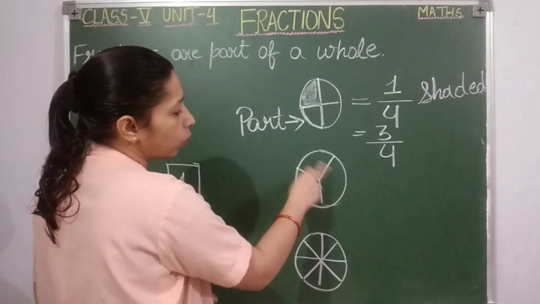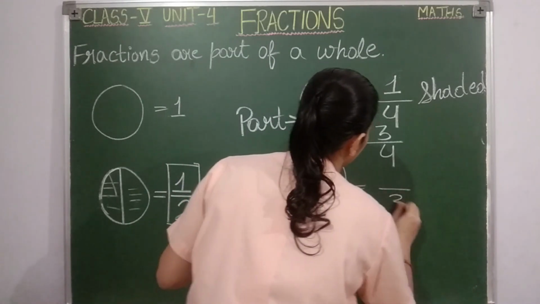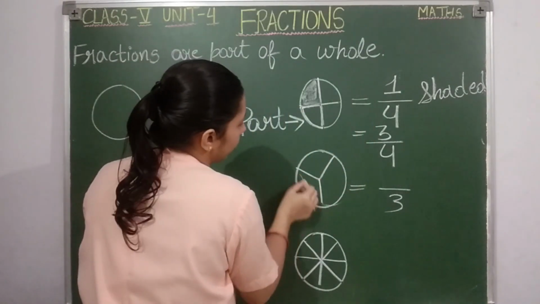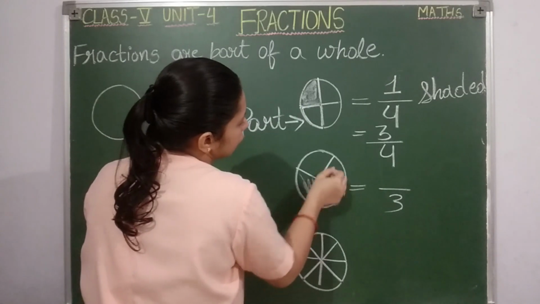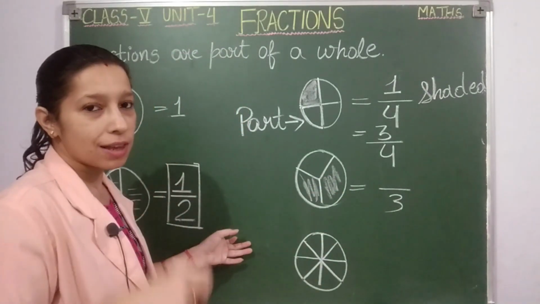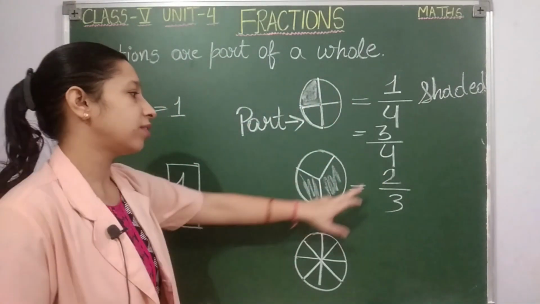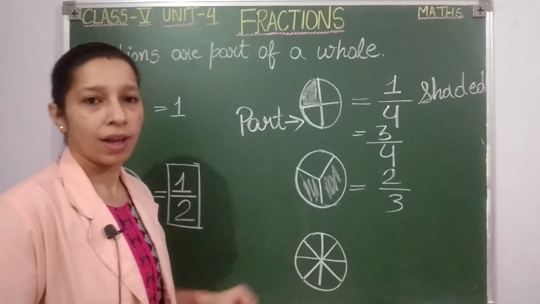Okay, here how many total parts are there? 1, 2, 3. 3 total parts. So write 3 here. Now suppose this part and this part is shaded. We have to give the fraction for shaded part. Answer will be 2 upon 3. Why, students? Because 2 parts we have shaded and 3 is the total number of parts.